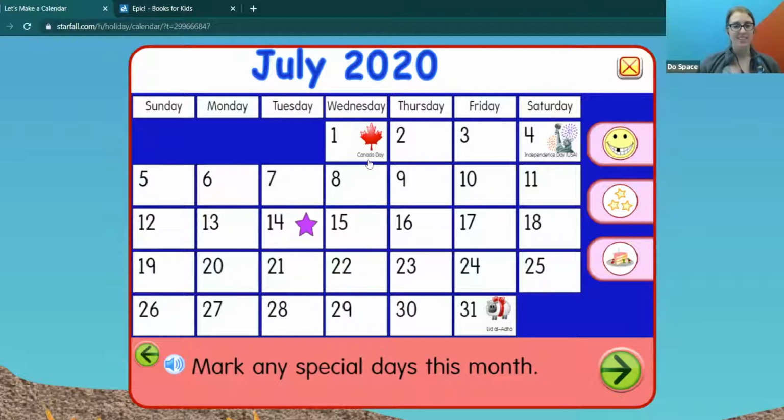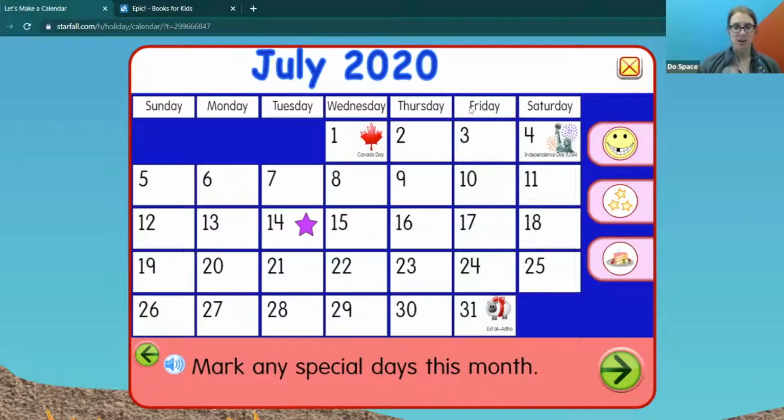And then our next holiday is on the 4th. I bet if you live in the United States, you probably celebrated this day, our Independence Day, or the 4th of July. Kind of in the name, right? And you probably shot off some fireworks and maybe ate some yummy food. And so that is July 4th.